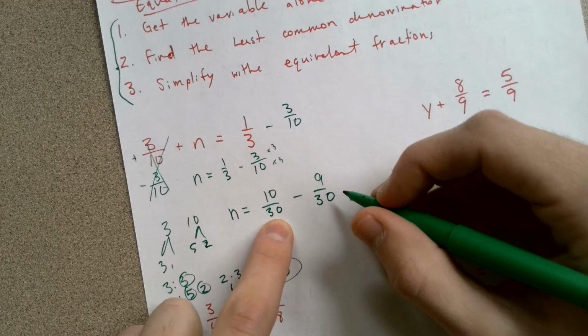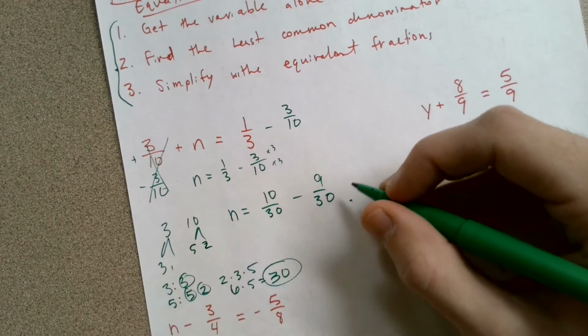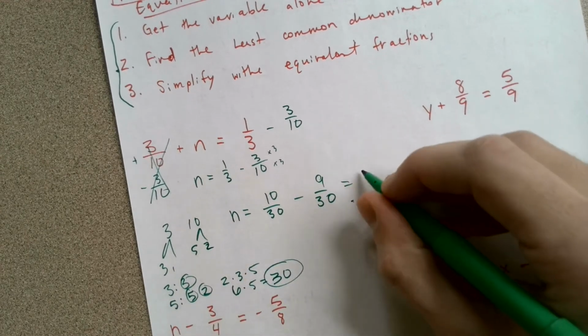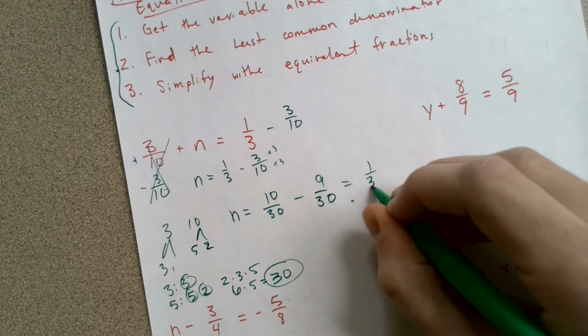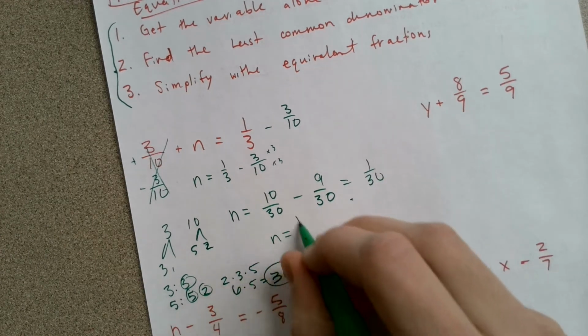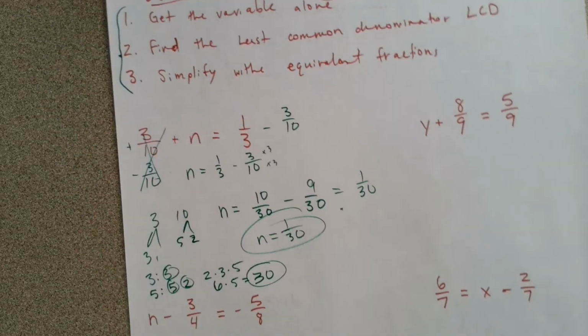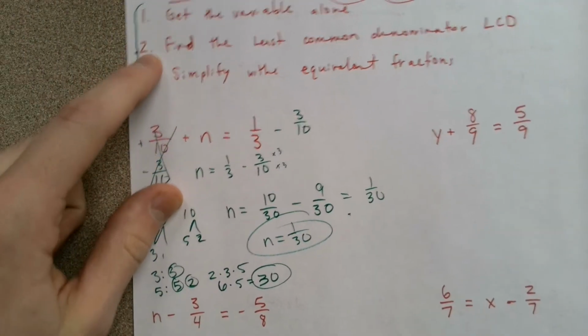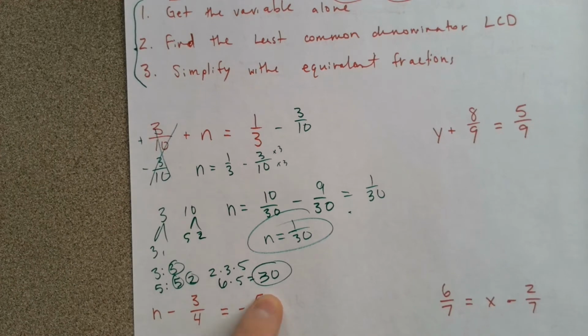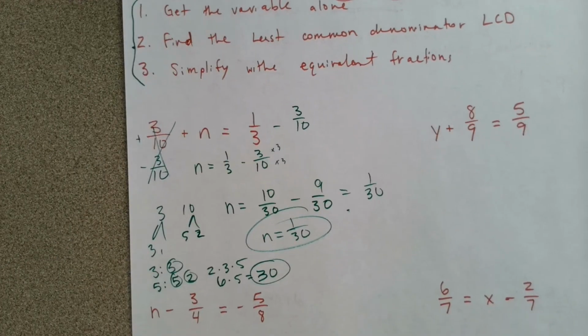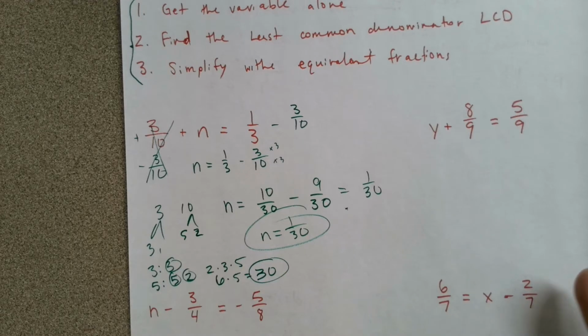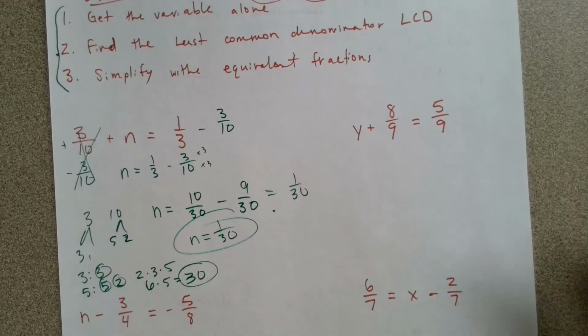N equals 10 over 30 minus 9 over 30. We can do that one straight across. And we're going to be left with 1/30. N equals 1/30. Perfect. We got the variable by itself. We found that least common denominator. We simplified with equivalent fractions. Just like that. Stuff you already know how to do. We're putting it all together. We're piecing together the puzzle.